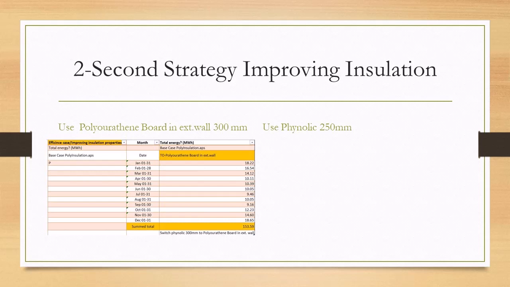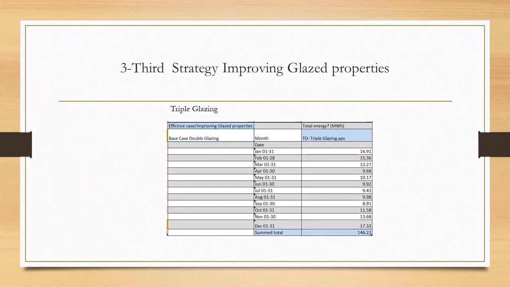I change the insulation material to polyvinyl poured in the existing 300 millimeter wall, and the result for total energy is 153.59. Third strategy, improving glass properties. I change from double glass to triple glass.